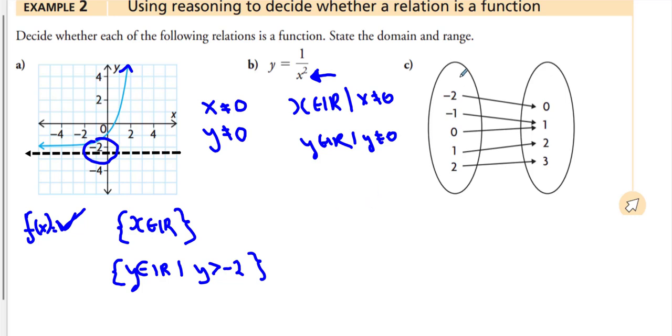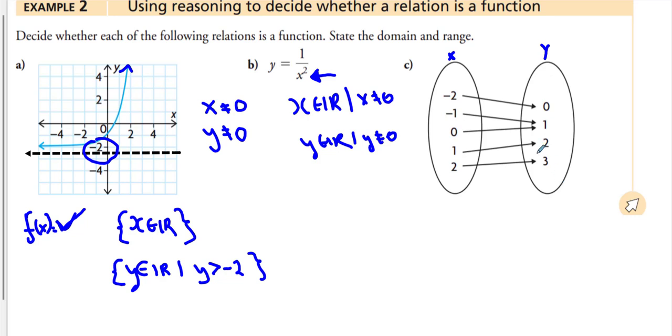For C, the left-hand side is almost always your x values or your domain, and your right-hand side is your y or your range. And here we have -2, -1, 0, 1, 2, and you can see what's happening. You have a point -2 and 0, you have a point -1 and 1, you have a point 0 and 1, point 1 and 2, and point 2 and 3.